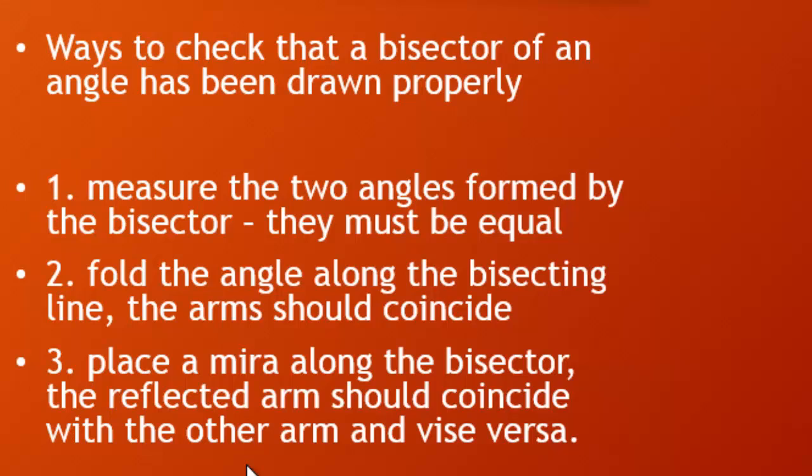The first way is to measure the two angles with a protractor and make sure that they are both exactly the same. The second way is to fold the angle along the bisecting line, and if you've bisected the angle properly, the two arms of the angle should coincide or lay on top of each other. The third way is to use the mirror and place the mirror along the bisector, and then the reflected arm should coincide with the other arm and vice versa. So now I'm going to show you the four different ways to construct an angle bisector.